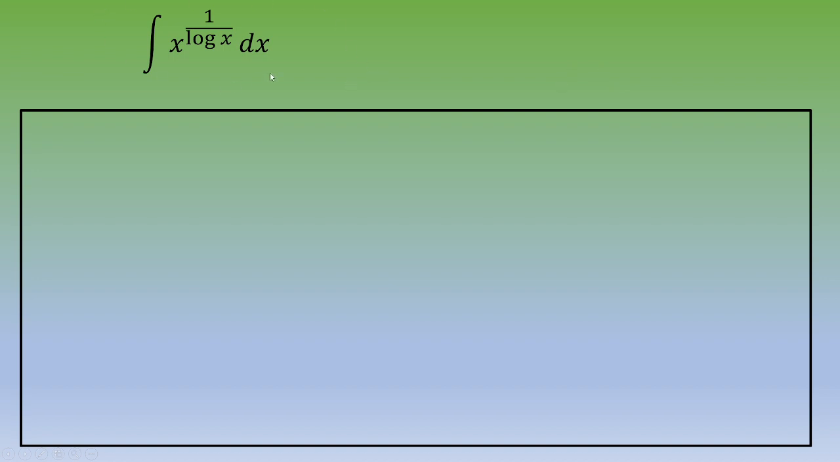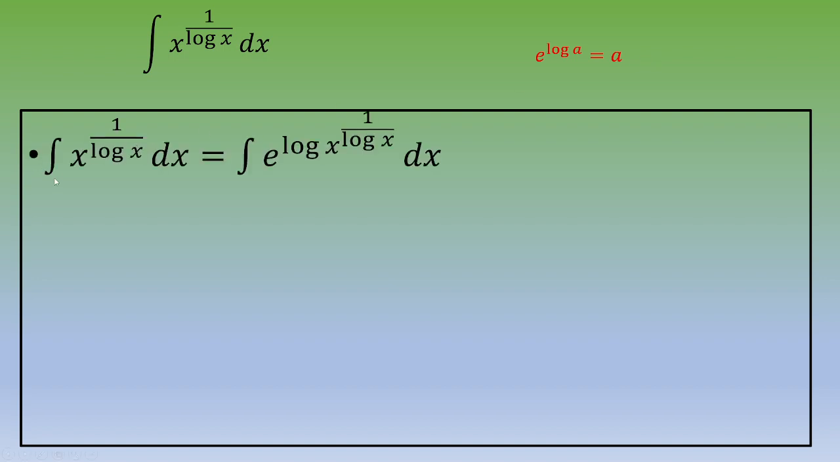One way to solve this is to notice that whatever the value of a, if a is a positive number, a could be written as e to the log of a. So if you apply this to this exercise, you end up with the integral of x to the 1 upon log of x dx equals the integral of e to the log of x to the 1 upon log x dx.